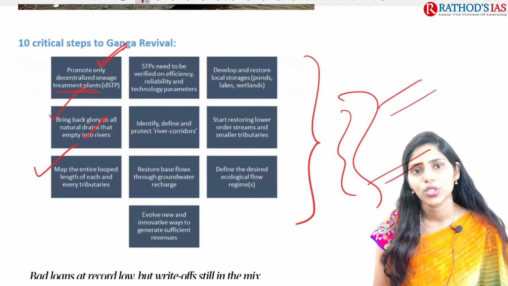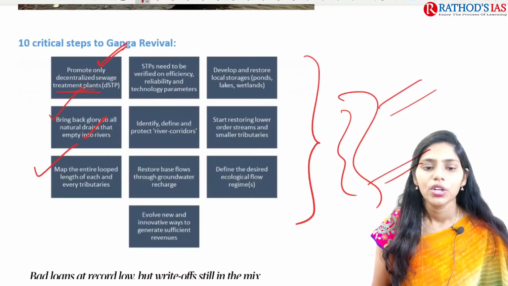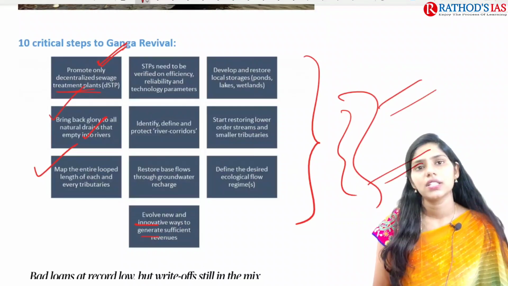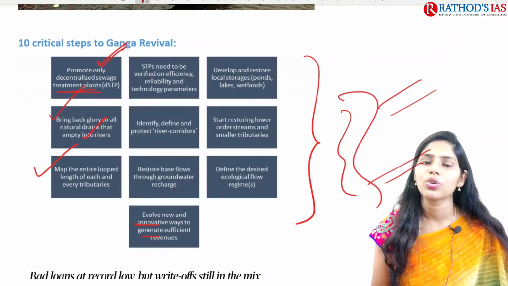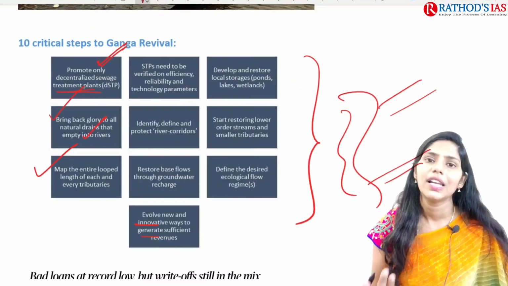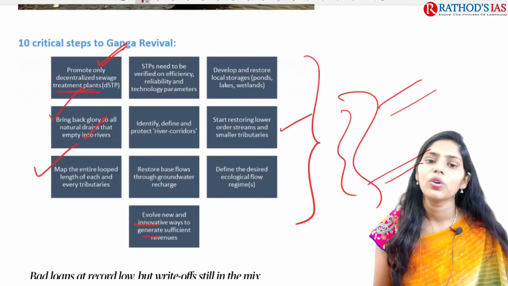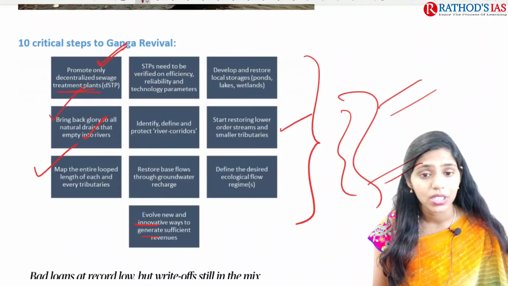So we can also focus on groundwater recharge, and we have to focus on evolving new and innovative ways to generate sufficient revenues. And we have to focus on developing and restoring the local storages like ponds, tanks, lakes, and wetlands nearby. And we have to start restoring the lower older streams as well as small tributaries.